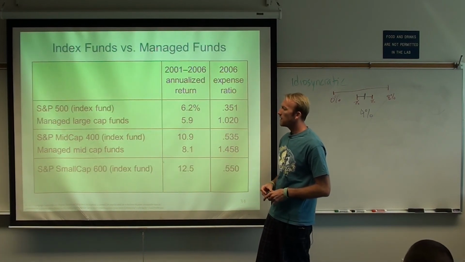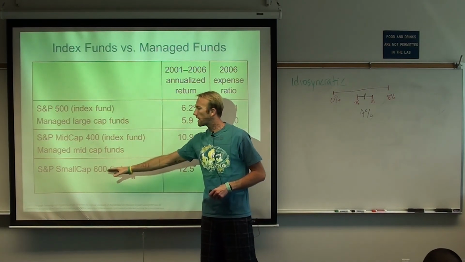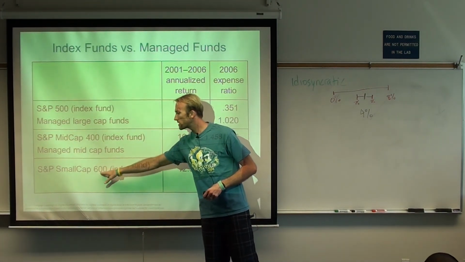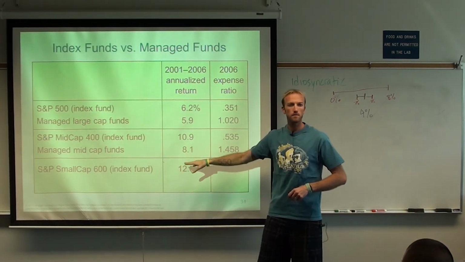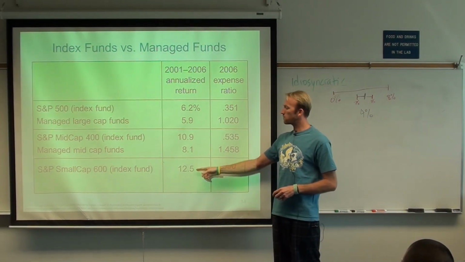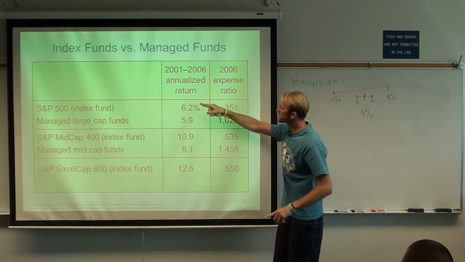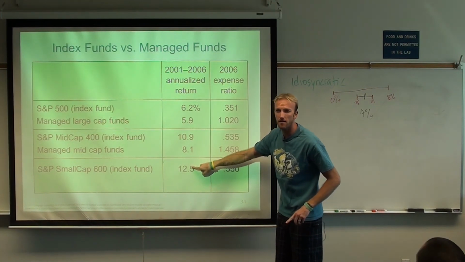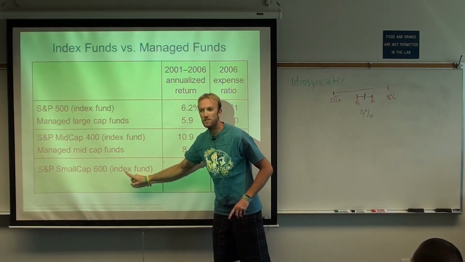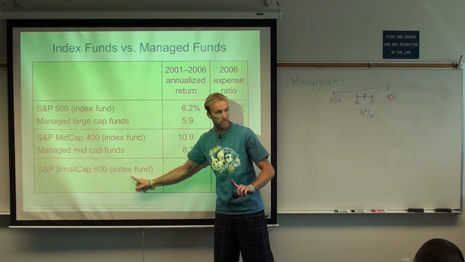And then finally, if you were to have all of the 600 small ones, small companies, you would have made 12.5%. First of all, wait a sec, notice that the return is getting higher and higher as you get smaller and smaller. These are more risky, right? These are more risky, it's true.